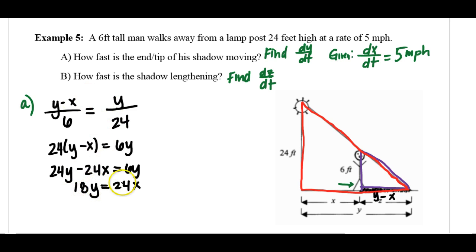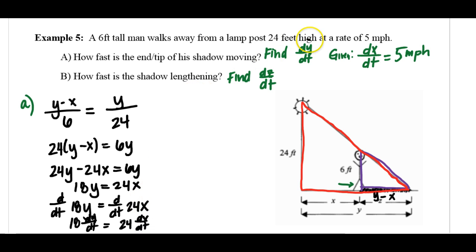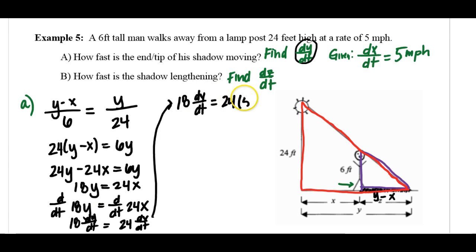And now y is changing and x is changing with respect to time, so I can't put in any numbers there, so I jump straight to finding d/dt of both sides. So d/dt of 18y, d/dt of 24x, and this is going to be 18 dy/dt equals 24 dx/dt when I take the derivative of both sides using implicit differentiation. And I was interested in finding in part A dy/dt. So let's bring this up here because I ran out of space. So 18 dy/dt, that's what I'm looking for, equals 24, and dx/dt was 5. So 24 times 5. So now dy/dt is 24 times 5 over 18, which simplifies to 20 over 3.